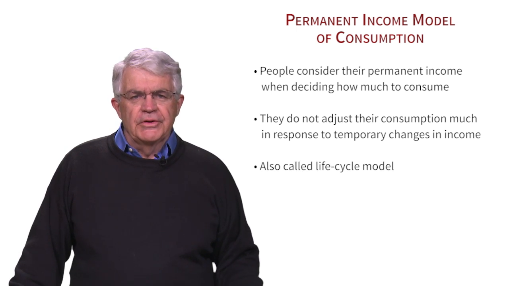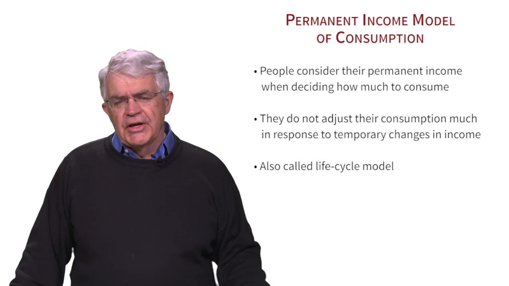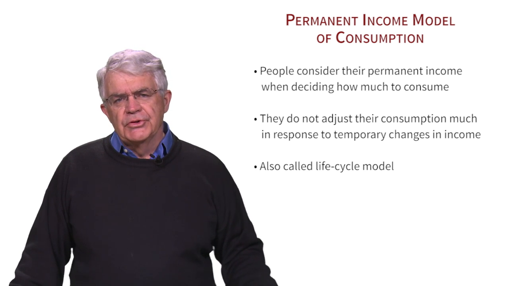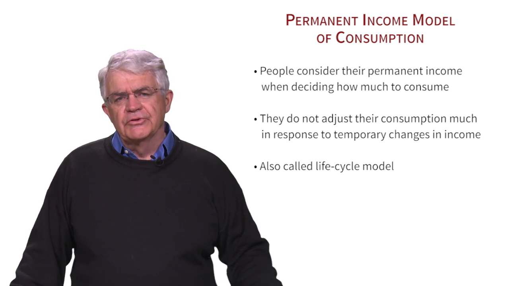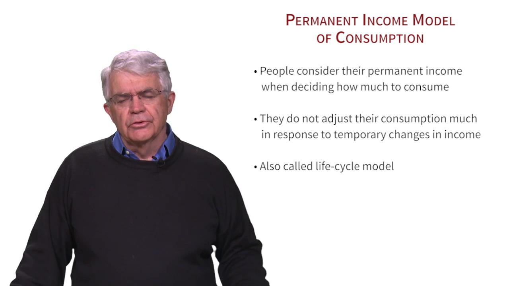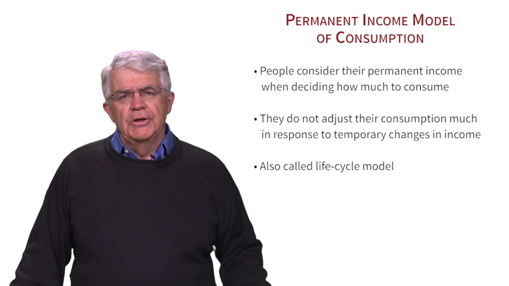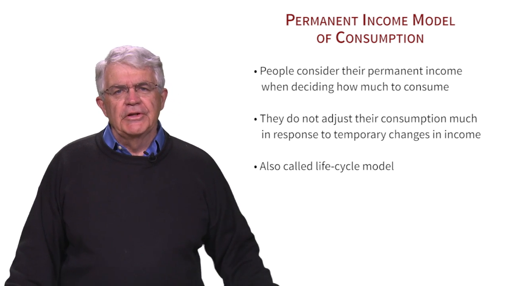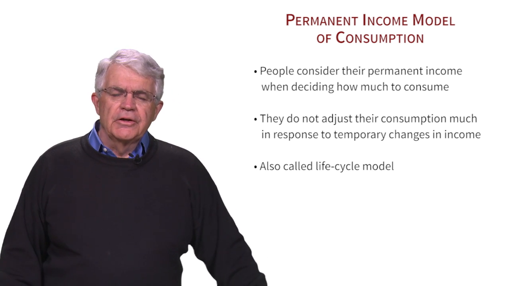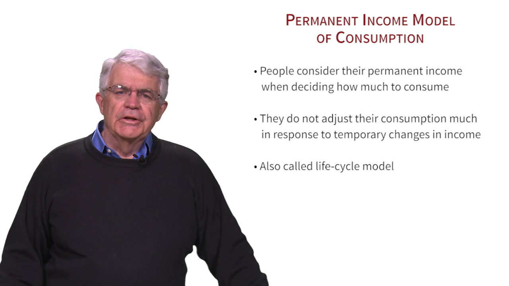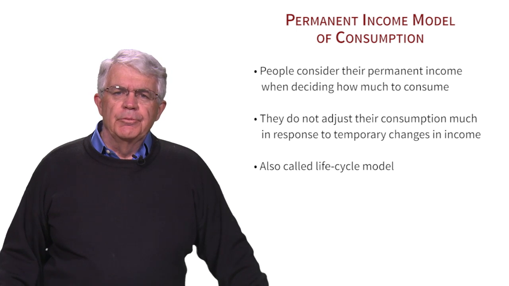So another name for this idea is sometimes called the life cycle model, because it stresses a person's income over a longer period of time, almost the life cycle, not just a year or two or a quarter or two or half a year. It's basically over a long period of time. The permanent income version of this model was developed by Milton Friedman. The life cycle version was developed by Franco Modigliani. Both of them won Nobel Prizes largely for this kind of work.